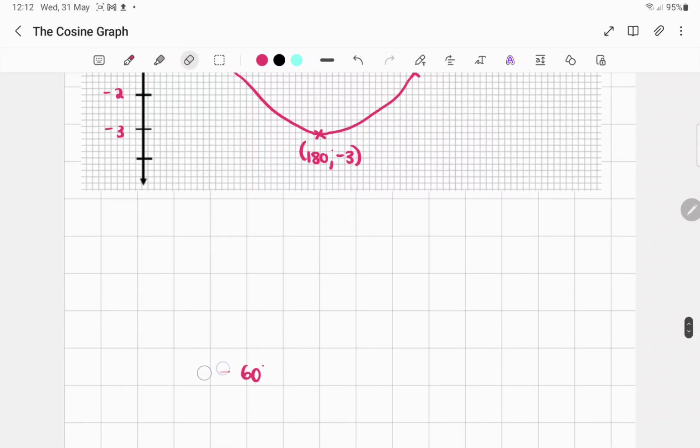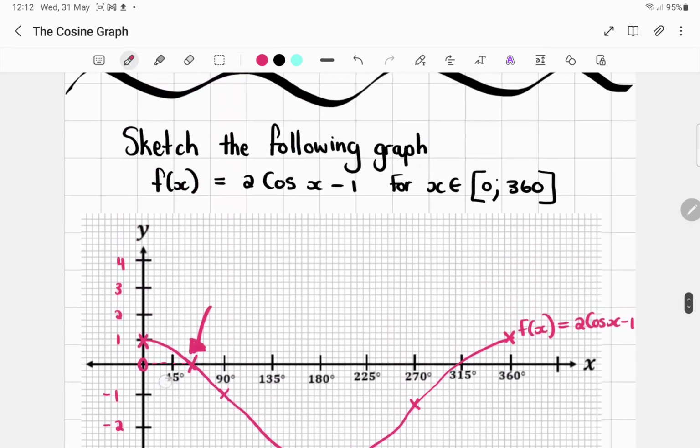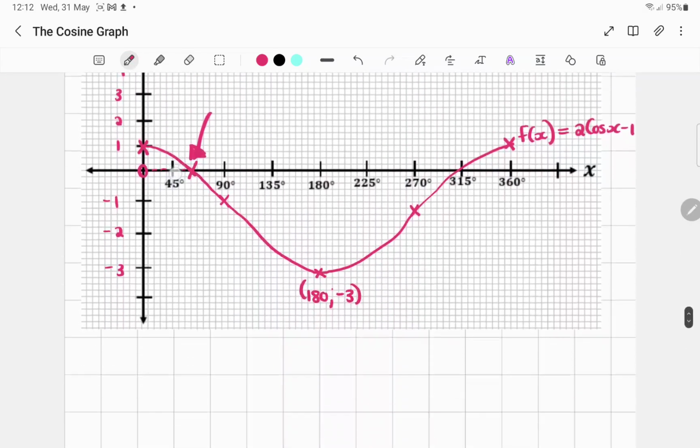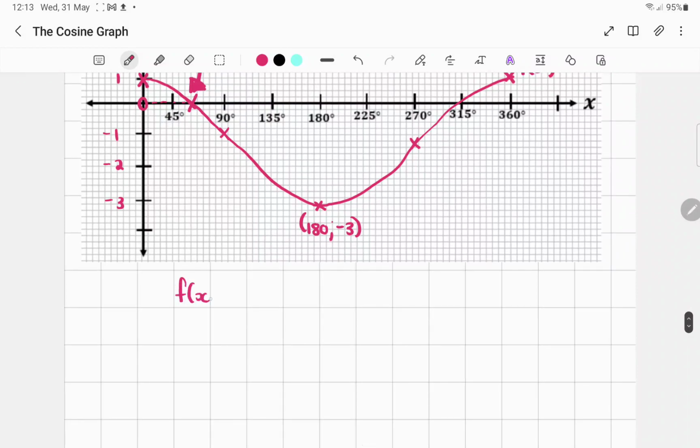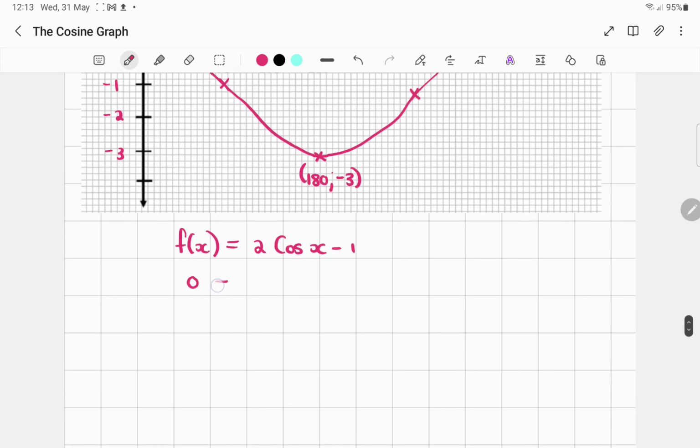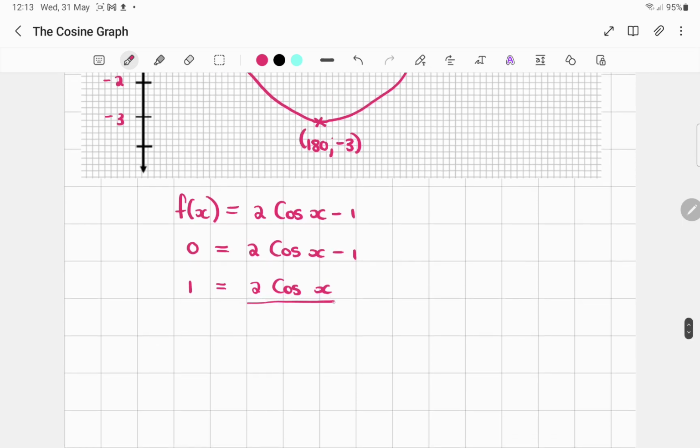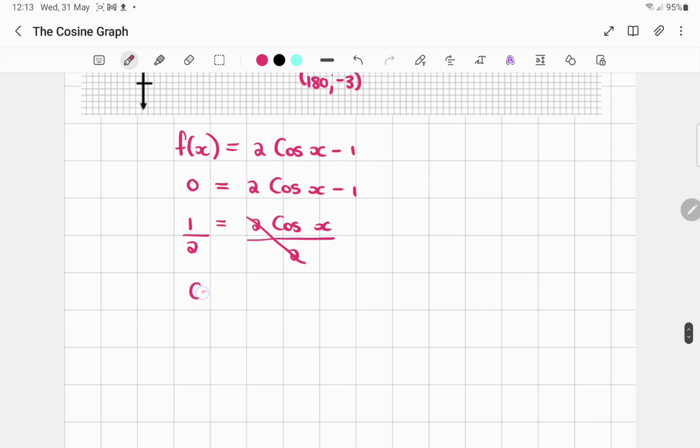We're going to write up the equation, which is f of x is equal to 2 cos x minus 1. So f of x is equal to 2 cos x minus 1. And then we're going to make the y value 0. Then we're going to throw over the -1. We're going to add 1 on both sides. And then we're going to divide by 2 to get rid of that 2 in front of the cos. So then you get cos x is equal to 1/2.